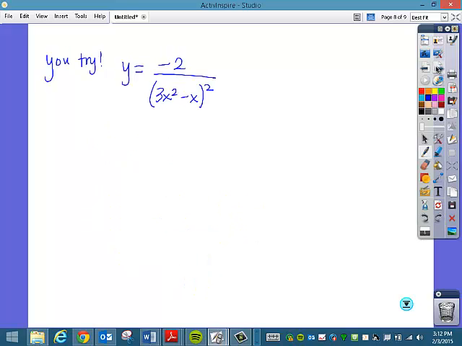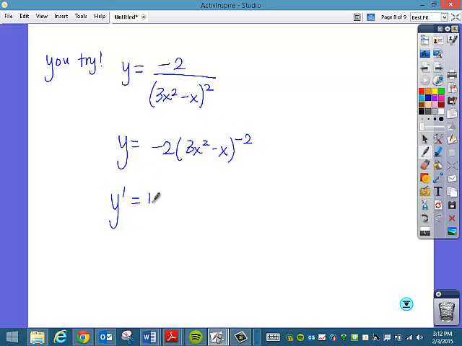Pause your video, try this one on your own. Find the derivative using the chain rule. Alright, rewrite it by bringing the 3x squared minus x to the second power up to the numerator by making the exponent negative. So now you can apply the chain rule, pull the exponent out front.